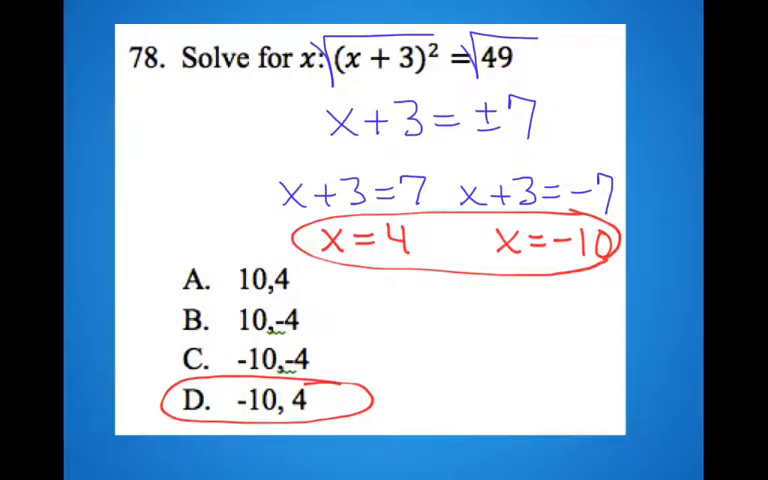This one's the same as the other one. When you have squared, you want to take the square root. So we take the square root, and we get x plus 3 equals plus and minus the square root of 7. And then write x plus 3 equals the square root of 7, x plus 3 equals negative square root of 7, and solve for each of those. Subtract 3 from each side.